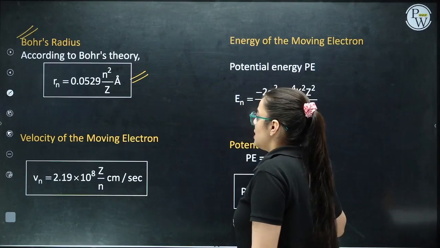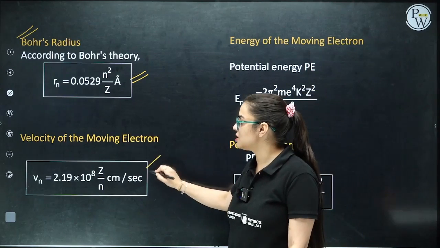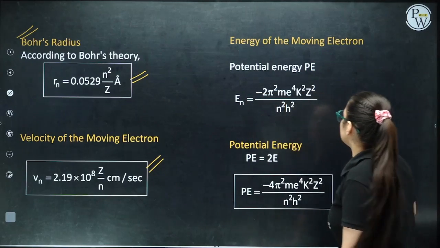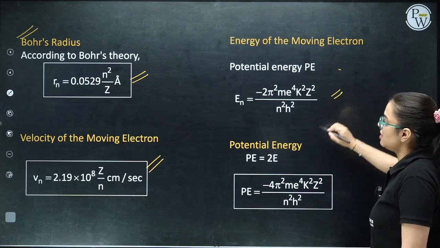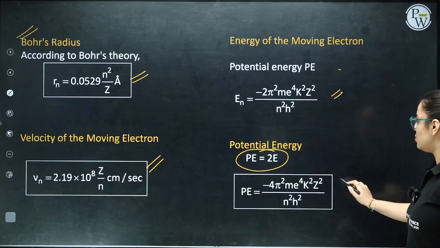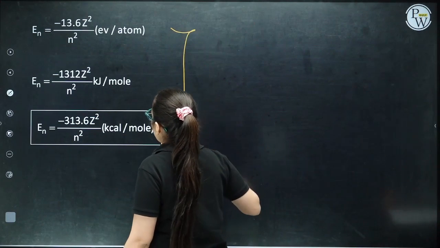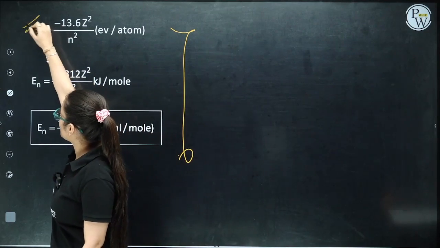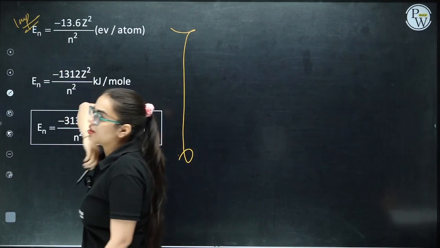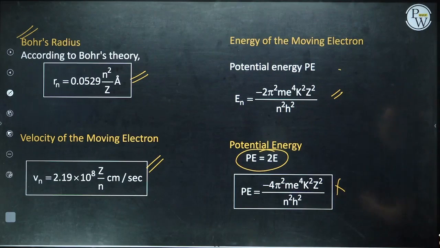This is the formula of radius, that is 0.0529 n squared by Z angstrom. Then this is the velocity of the moving electron formula. Then it is the potential energy formula, and we know potential energy is twice the total energy. So, basically no need to learn this formula. Let me tell you which formulas you have to learn. You have to learn these three formulas, and among these three, this formula is mostly used in all of the questions. Clear, guys? Everybody, first of all, write the previous formulas, and then I will proceed to the next formulas.